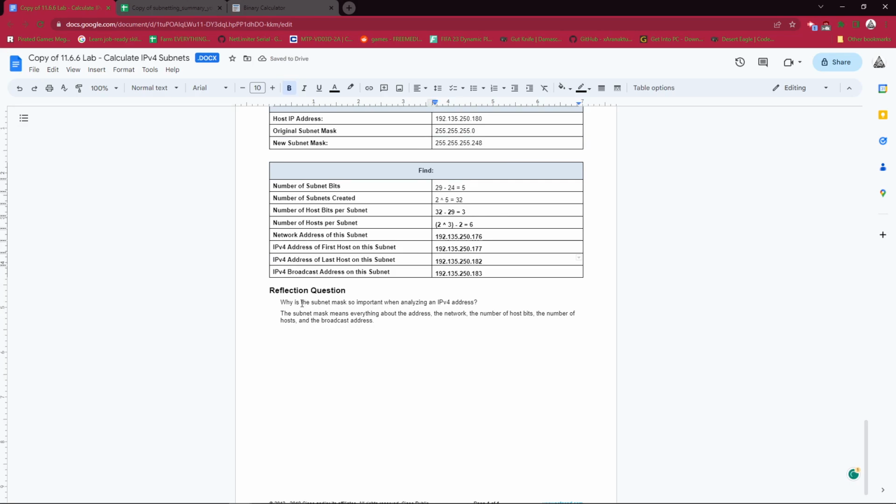So the last question is, why is the subnet mask so important when analyzing an IPv4 address? The answer is that the subnet mask tells everything about the address: the network, the number of host bits, the number of hosts, and also the number of broadcast addresses. So that's all. Thank you.